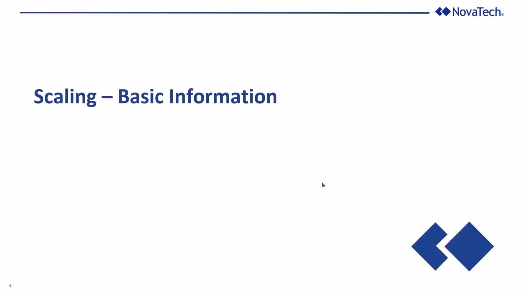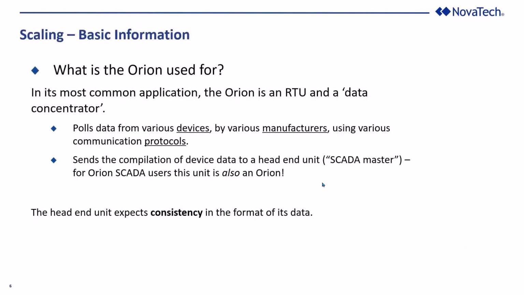So I'm going to go ahead and get started. As far as scaling, what is it? And as it pertains to the Orion, what is the usefulness of it? To answer that question, first we have to say, what is the use of the Orion? What is it used for? In its most common application, we use the Orion as both what people in the industry call an RTU and also as a data concentrator.